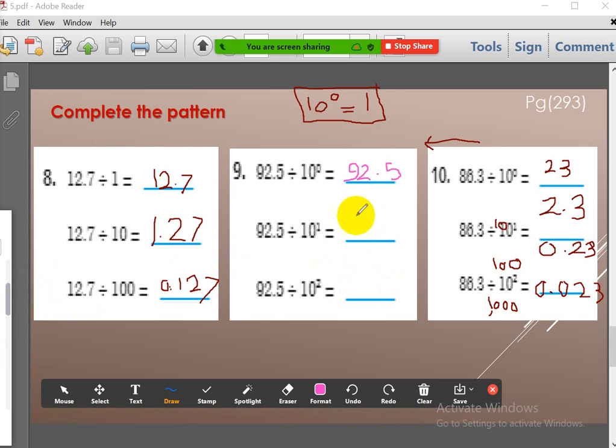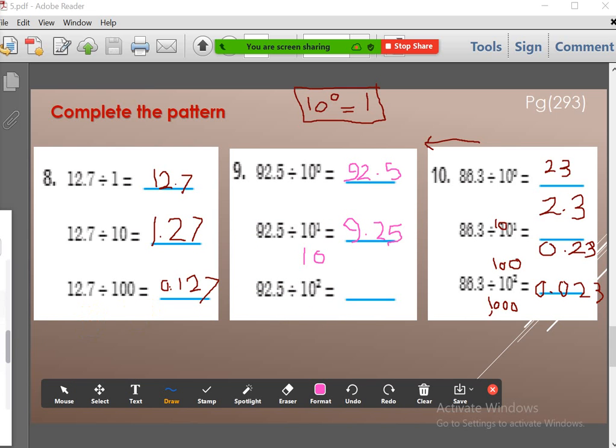Fatima, I have your 9.25. Very good, Fatima. Your answer is correct. I have here 10 because the value of this power is 10. So I have to move the decimal point only one digit. So it will be between 9 and 2. So the number will be 9.25 hundredths. Now, what about 92.5 divided by the second power of 10?